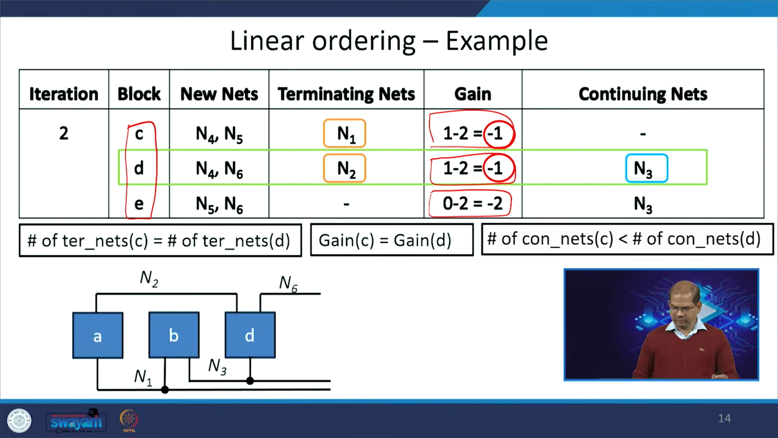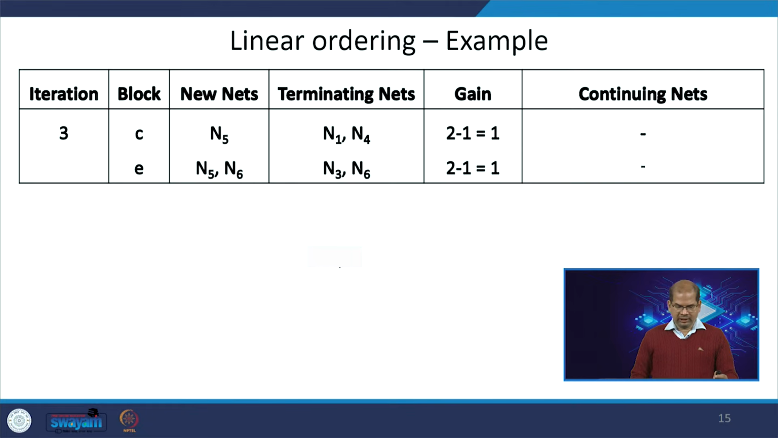So, we have this N3 continuing net for the D. Why is it useful? Because if I place the C here in place of D, then the length of my continuing net will increase. To avoid that, I need to place the D first, such that my distance of N3 will reduce.